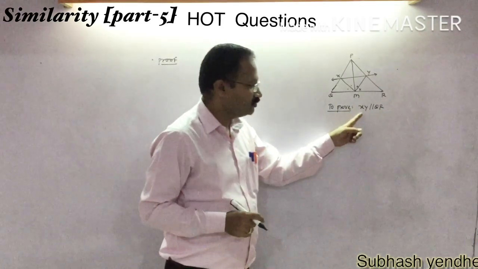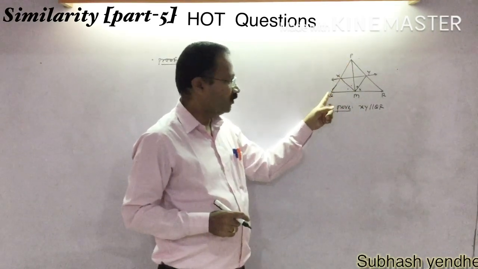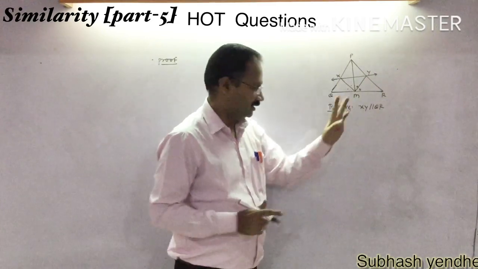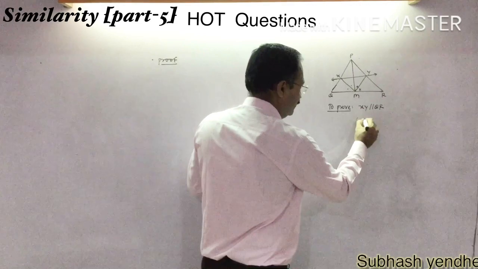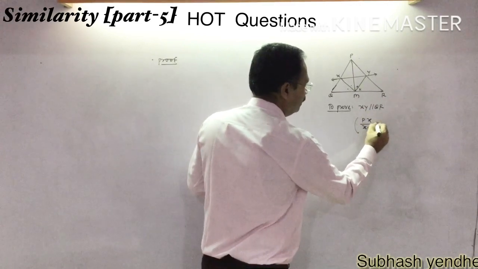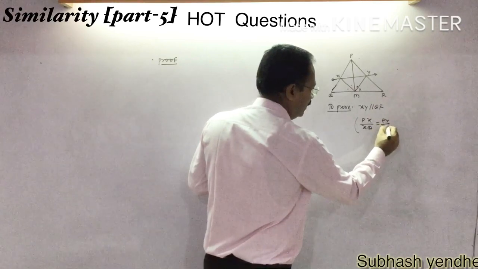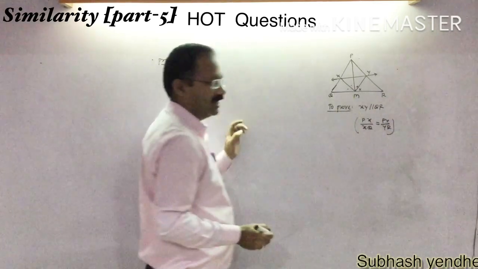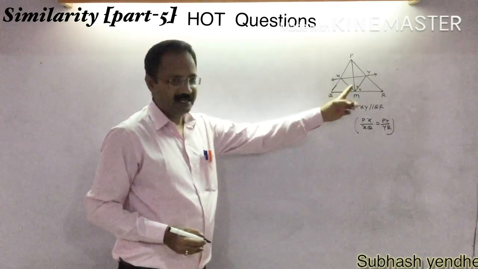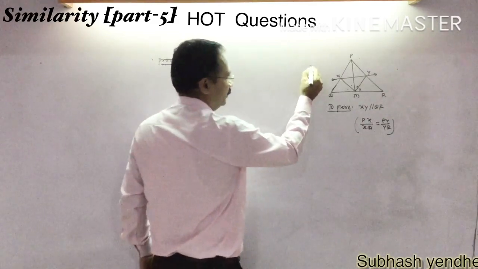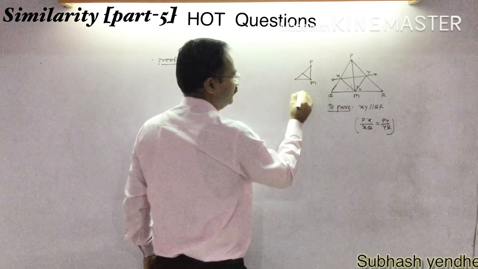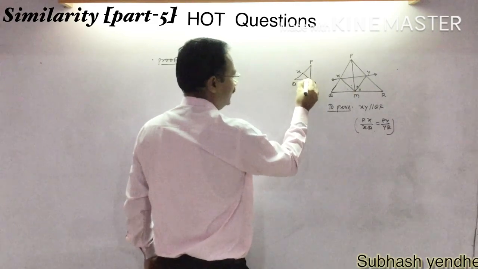So which ratio do you have to show? PX upon XQ equals PY upon YR. It means your target is, if you show that PX upon XQ equals PY upon YR, then these lines will be parallel automatically. So let's start the proof. What is given? The angle bisector. Always remember, you have to split the figure for this one. This is P, this is M, this is Q, and this is X.